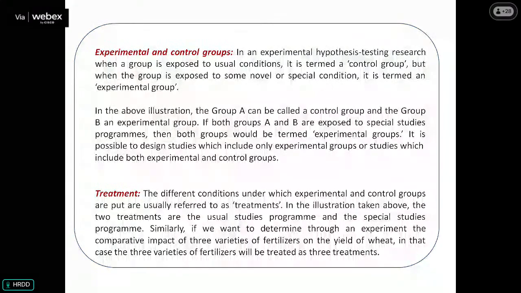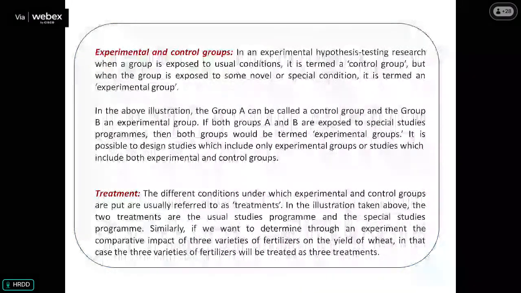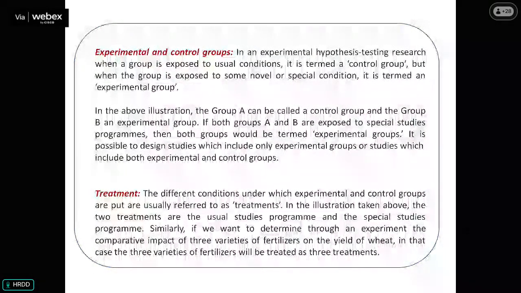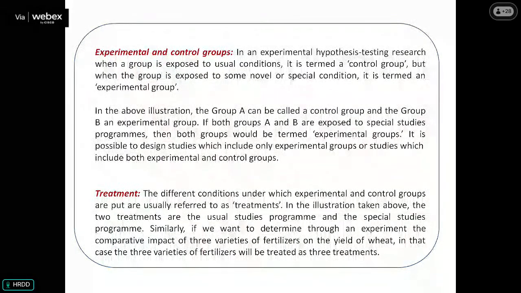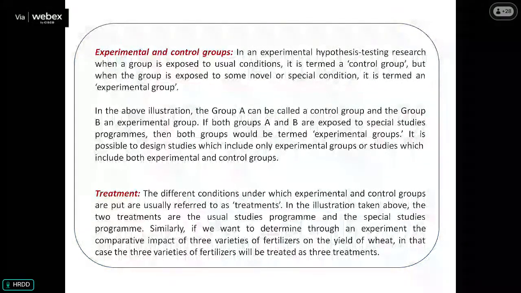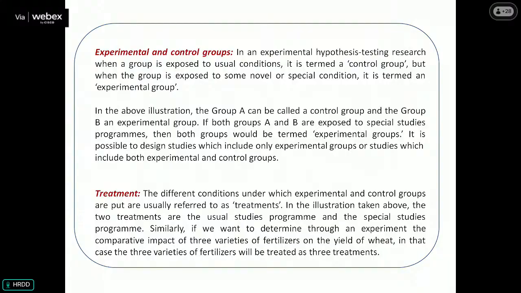In experimental hypothesis testing research, when a group is exposed to usual conditions, it is termed a control group. But when the group is exposed to some novel or special condition, it is termed an experimental group. In the above illustration, group A can be called a control group and group B an experimental group. If both group A and group B are exposed to the special studies program, then both groups will be termed experimental groups. It is possible to design studies which include only experimental groups, or studies which include both experimental and control groups.